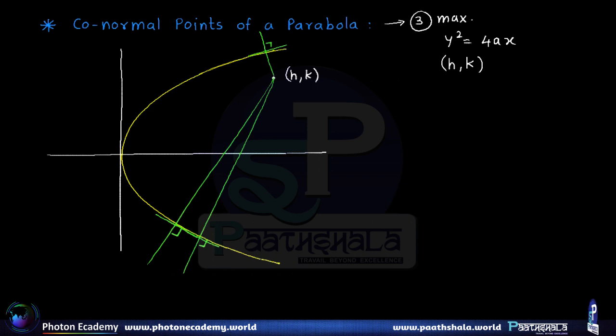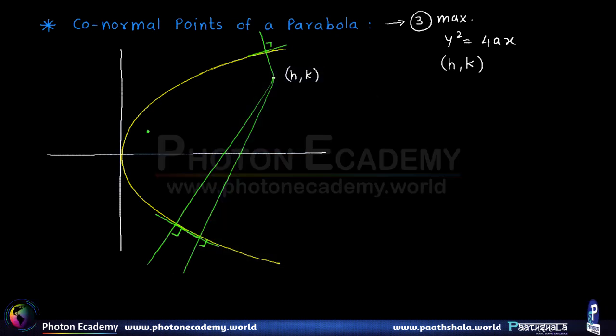But if you consider a point which is very close to the vertex, something like this, in that case we can draw only one normal. As you can see, there is no space to draw the other normals. So this is how we get different possibilities of drawing the normals.